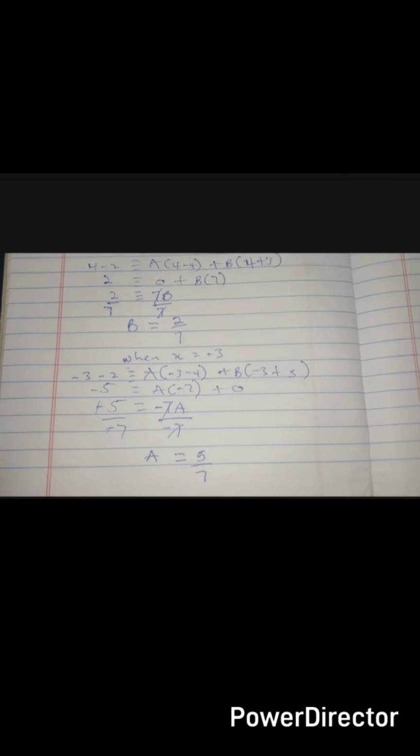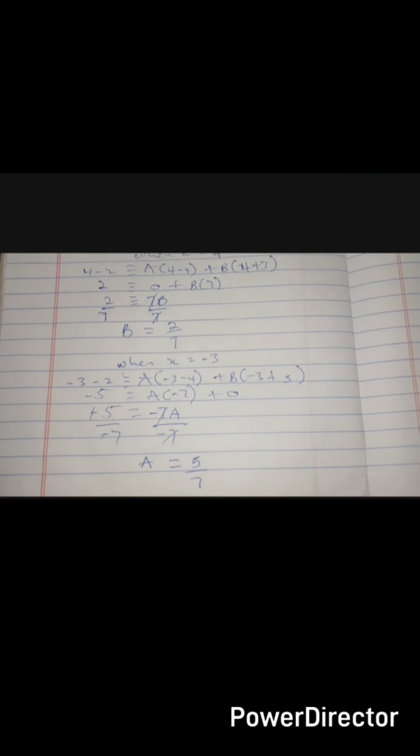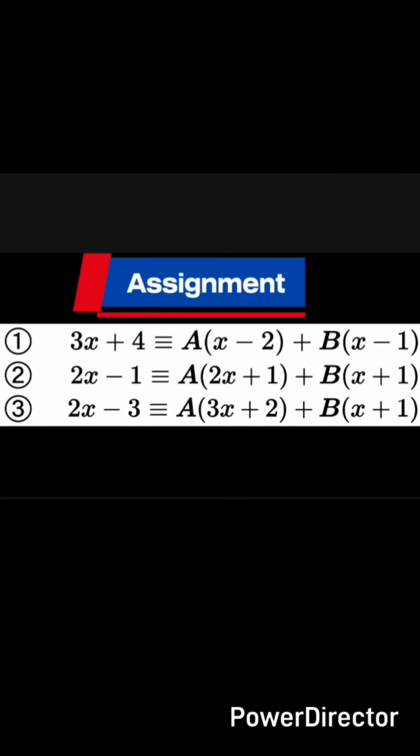Just like we used the comparing of coefficients to solve, we had the same answer. So these are the two methods. Preferably, you can choose any one of them to solve your questions. You can try your hands on these.